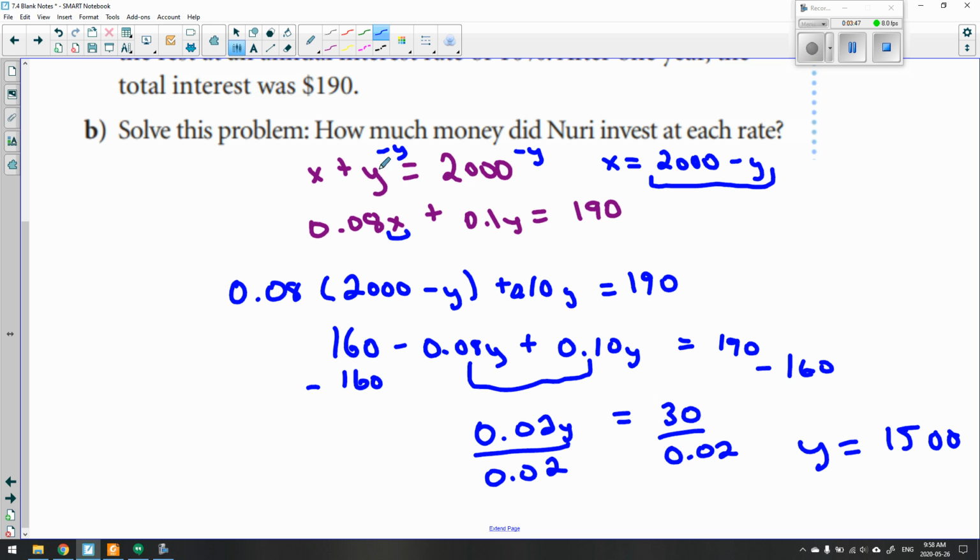All right, and we can go back over here, and if Y is 1,500, then X must be 500, right? Because X plus Y is equal to 2,000. So we have X is 500 and Y is 1,500.